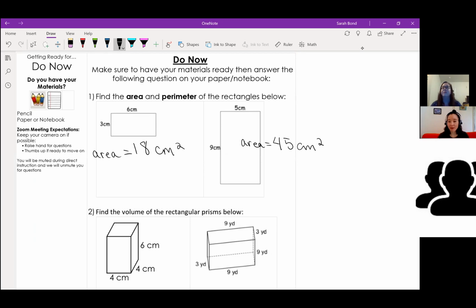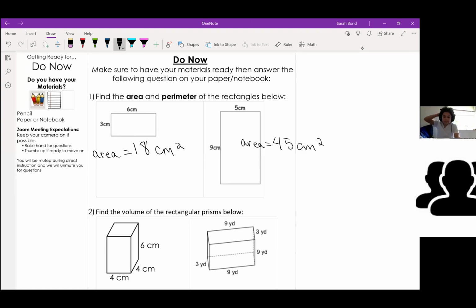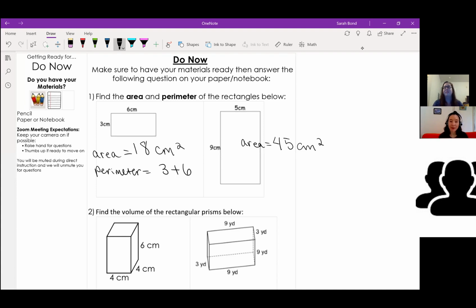Give me a thumbs up if you've learned about perimeter before. Would anyone like to share how you find perimeter? You add all the sides up. Perfect. We have to add up all the sides. So we add all of our sides. So we could do perimeter. Sometimes we just do this. Is that the perimeter? What piece am I missing?